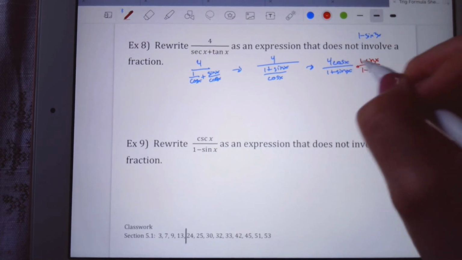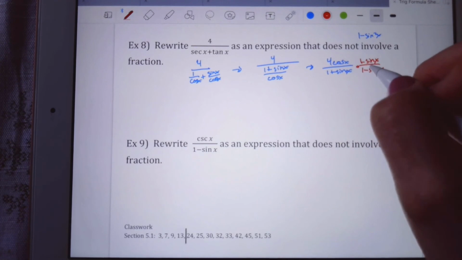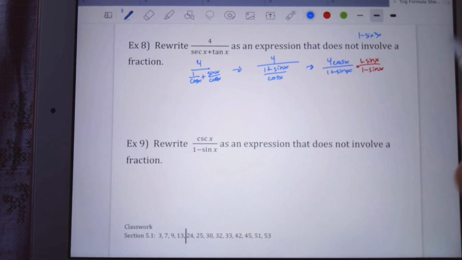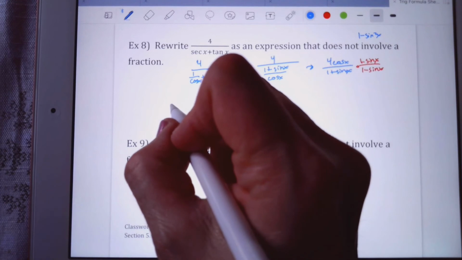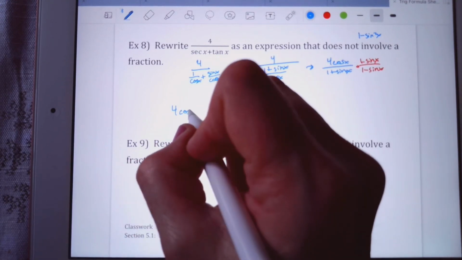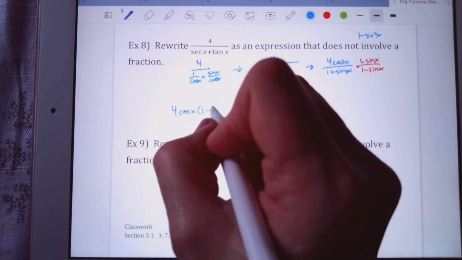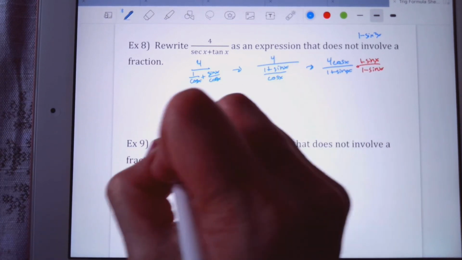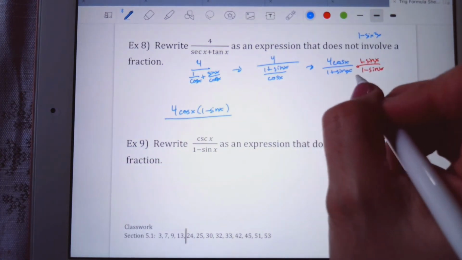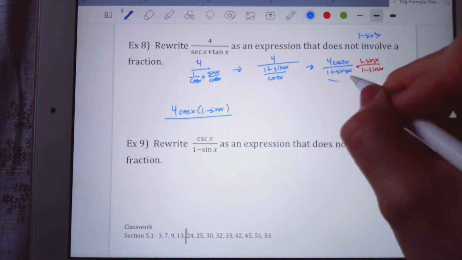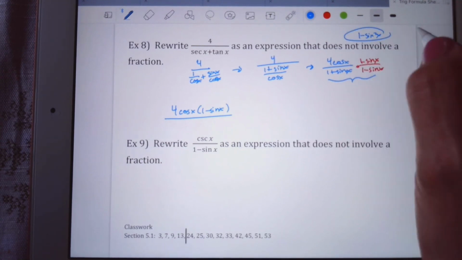But on the top, I'm not really going to multiply it out. I'm just going to leave it sitting there. So the top I got 4 cosine and then 1 minus sine, just because I'm not really sure if I need it multiplied on the top. On the bottom though, the whole reason I wrote that, because when I multiply this together, this is what it makes.